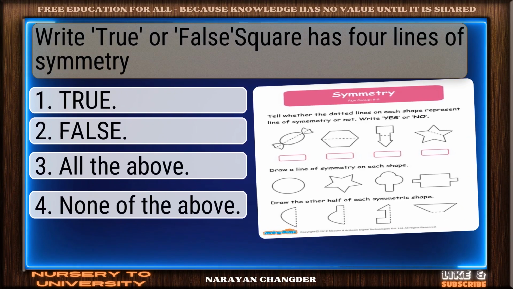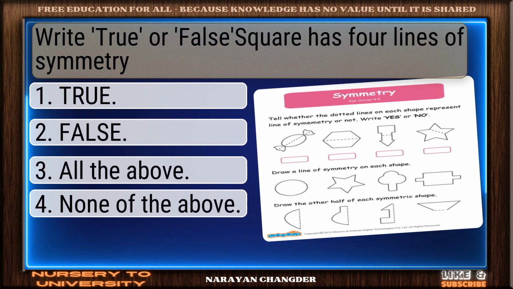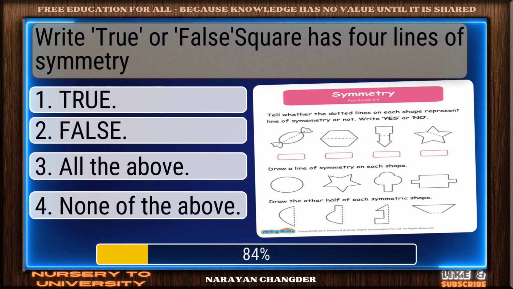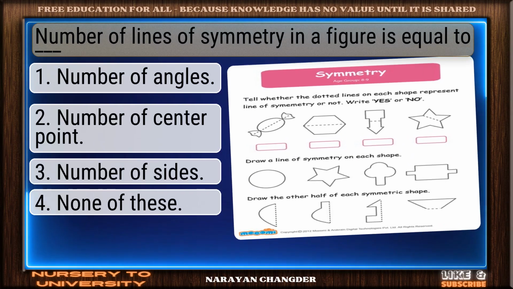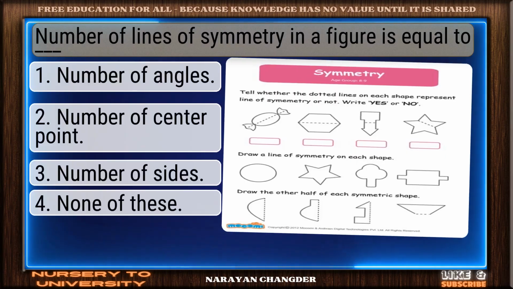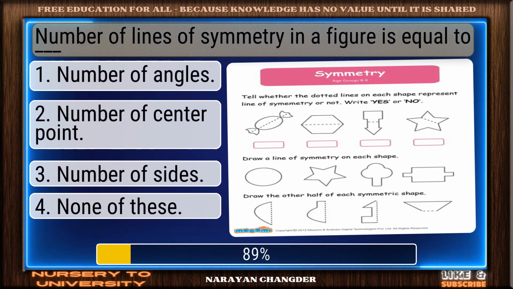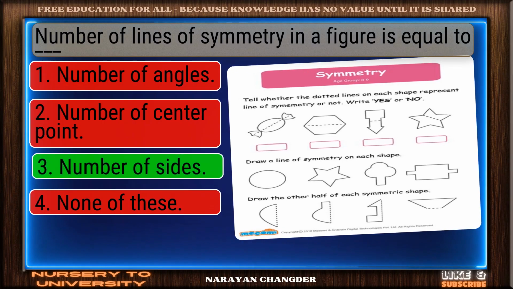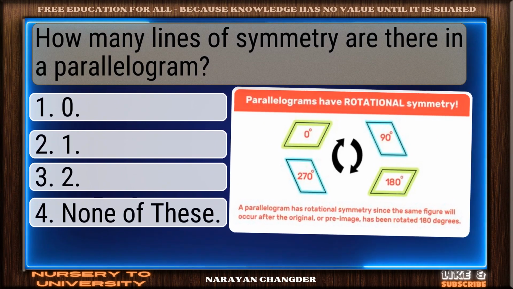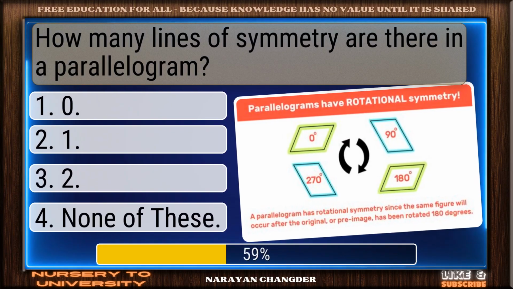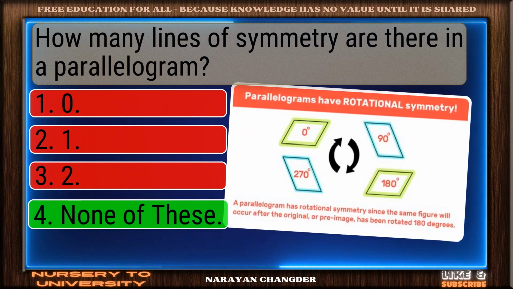Write true or false: a square has 4 lines of symmetry. Correct. True is the right answer. Number of lines of symmetry in a figure is equal to dash. Bravo. Number of sides is the answer. How many lines of symmetry are there in a parallelogram? Good thinking. None of these is the right answer.